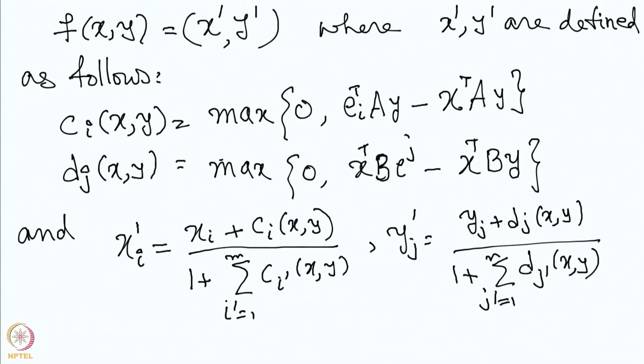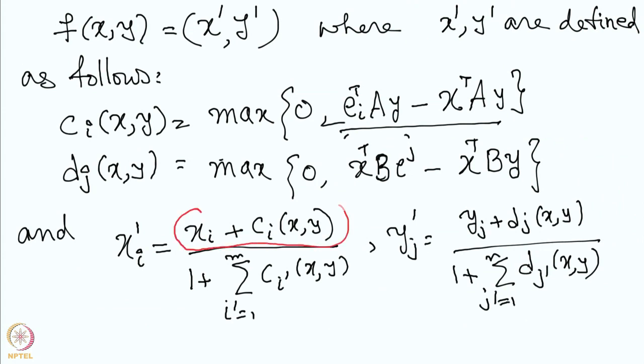So let us try to understand what these particular terms are giving. What is this term, e_i^T A y minus x^T A y? Suppose player 1 has played x and player 2 has played y, so player 1 is going to get x^T A y. Instead of x, if player 1 uses the pure strategy e_i, how much is he going to get? That is how much extra he is going to get. Suppose he is getting more, then I would like to increase the probability of e_i.